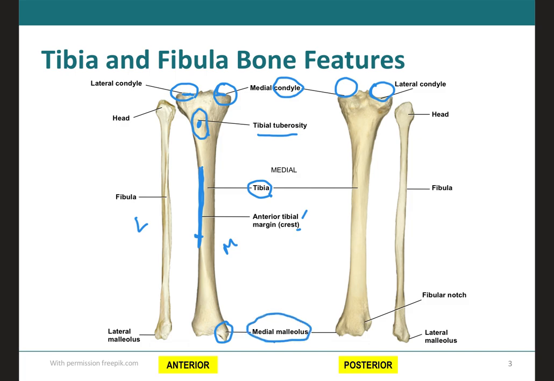With regards to the fibula, the only two things that you need to know is that on the proximal end, it will have a head that will articulate with the tibia posteriorly, and on the distal end, it will have the lateral malleolus. Therefore, the tibia has the medial malleolus, and the fibula has the lateral malleolus. Now notice how you're also going to have the fibular notch located right over here, which is where the fibula will articulate with the tibia.